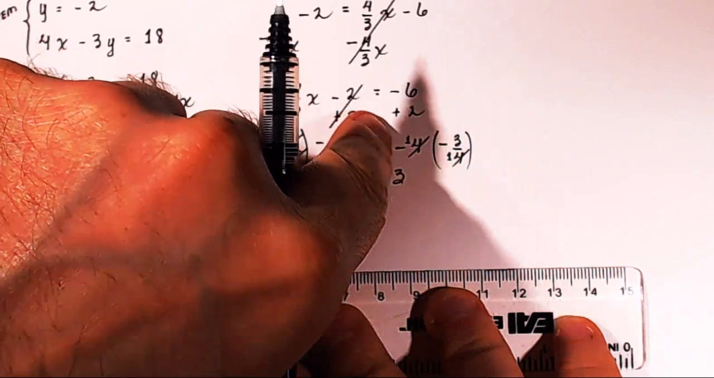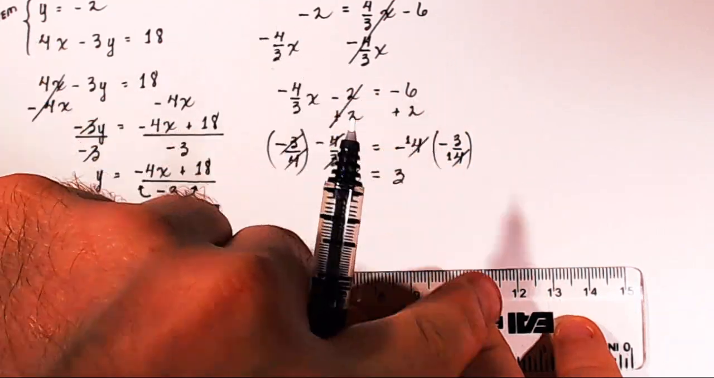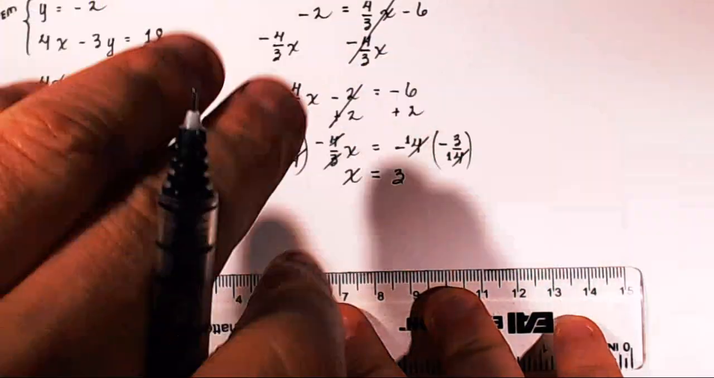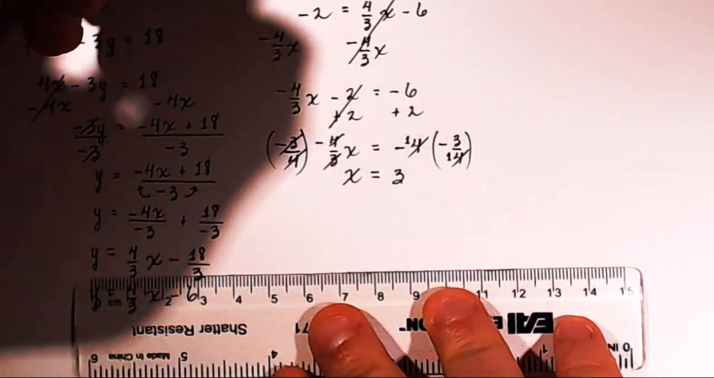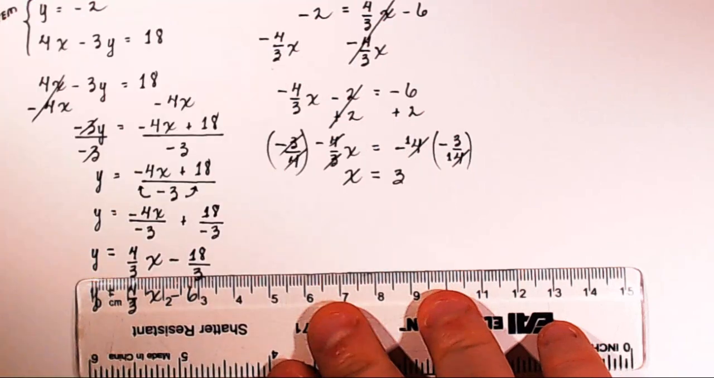The 4's are gone, but it's not leaving a 0 behind, it's leaving a 1 behind. When you cancel numbers out, it leaves behind a 1, not a 0. So I have x equals 3. So if x equals 3, what does y equal?